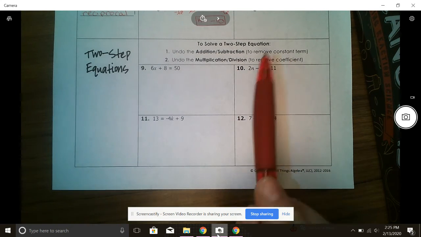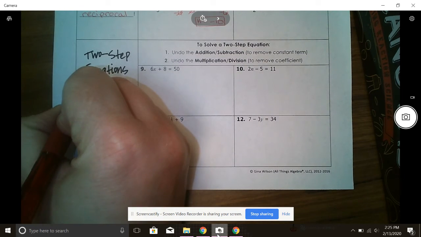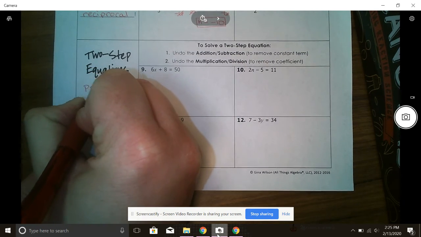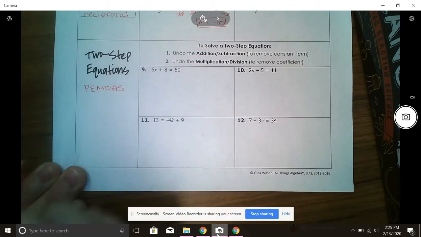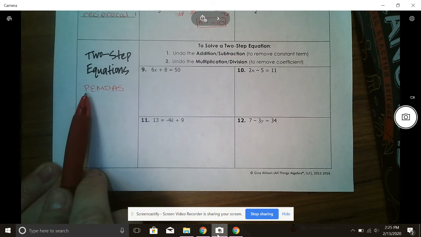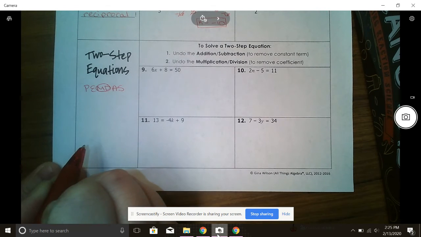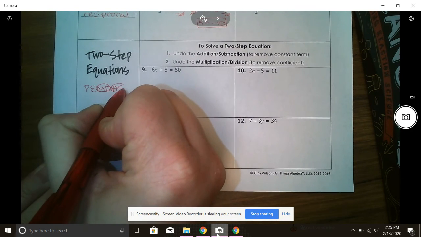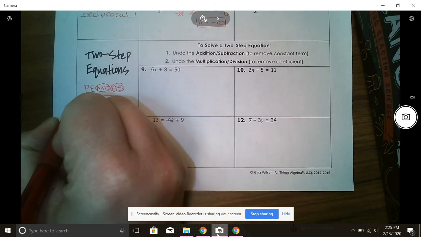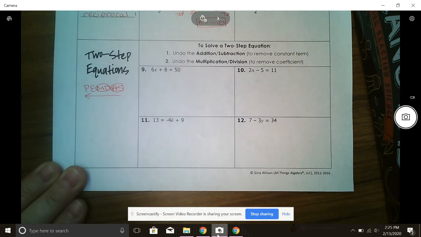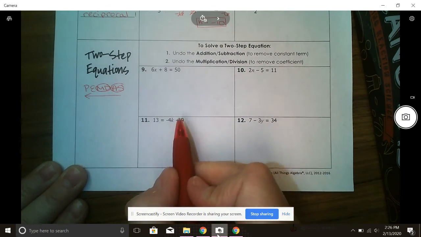That'll remove the coefficient. We are working backwards through the order of operations, and you may know the order of operations as PEMDAS. Parentheses, exponents, multiply and divide are one step together, add and subtract are one step together, and we are moving backwards through that process to solve for our variable. So let's use our first example, number 9 here.